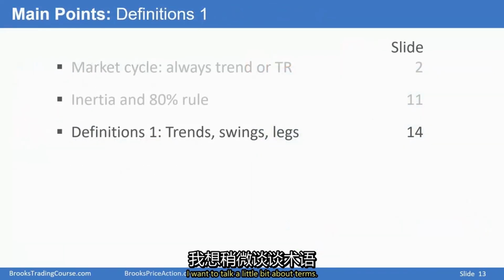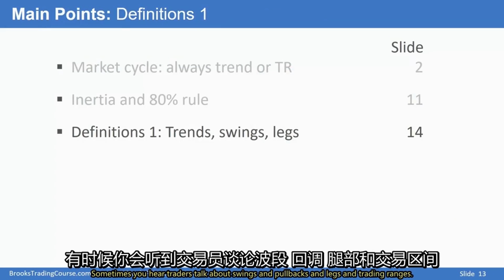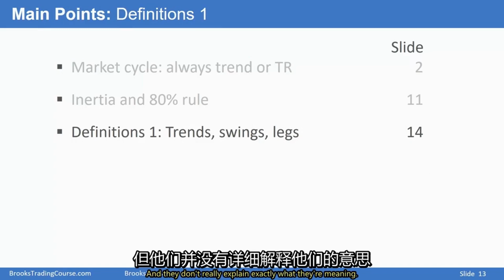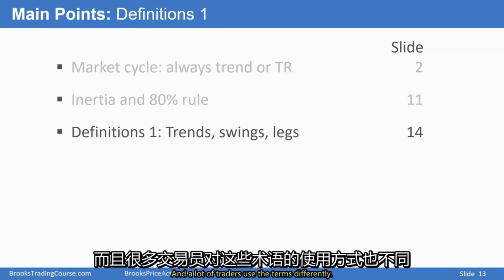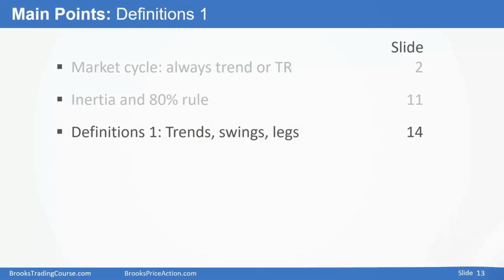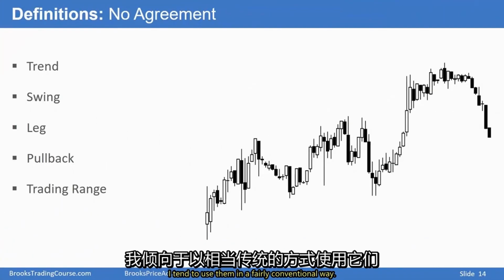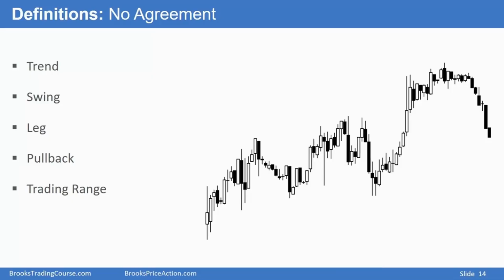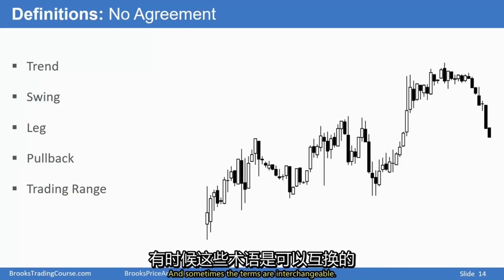I want to talk a little bit about terms. Sometimes you hear traders talk about swings and pullbacks and legs and trading ranges, and they don't really explain exactly what they're meaning. And a lot of traders use the terms differently. I tend to use them in a fairly conventional way. And sometimes the terms are interchangeable.